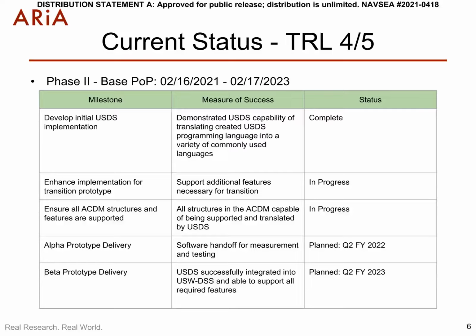The second milestone is the enhancement of the USDS implementation for a transition prototype. The measure of success for this milestone is the support of additional features that are necessary for transition.